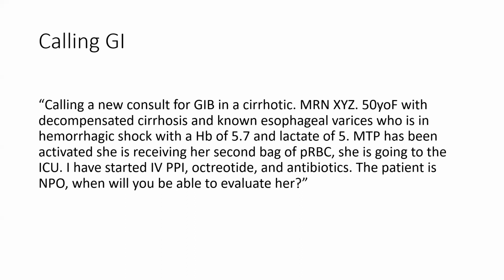Yeah, so calling a consult, you want to make sure that they know this is a GI bleed and a cirrhotic. You want to give them their medical record number or their room number here at the VA. And then for her, the important things are to say she has known esophageal varices, she's in hemorrhagic shock, the massive transfusion protocol has been initiated, she's moving to the ICU, I've started her on octreotide, a PPI and ceftriaxone, she's NPO. When can you come see her? Not can you come see her, when can I expect to see you?